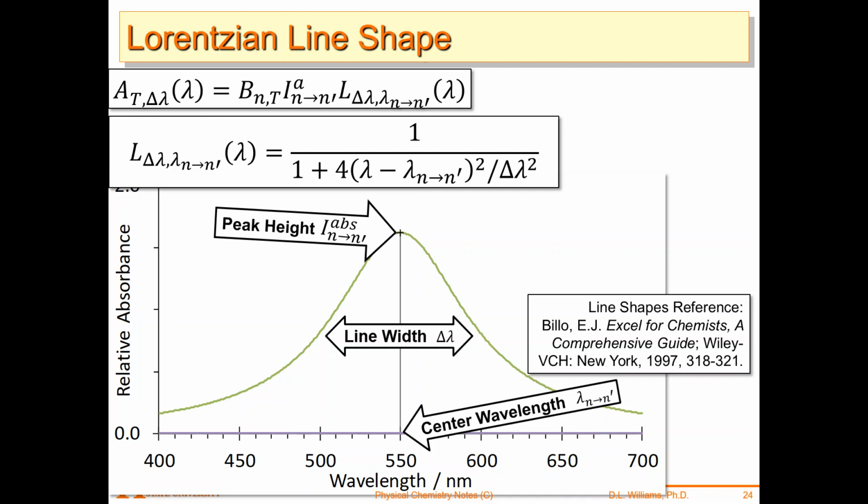So you would almost never use this one, but I put it in the notes so that you would have at least heard of it. And when people talk about the natural line shape or the Heisenberg uncertainty line shape or the smallest possible line shape, it would be the Lorentzian line shape.